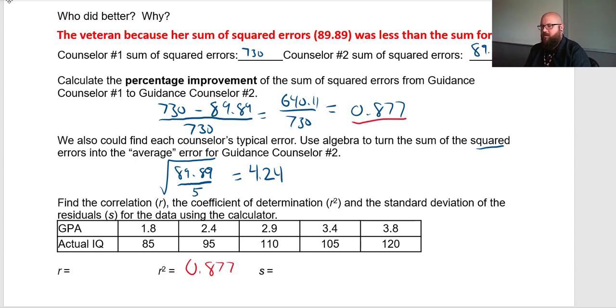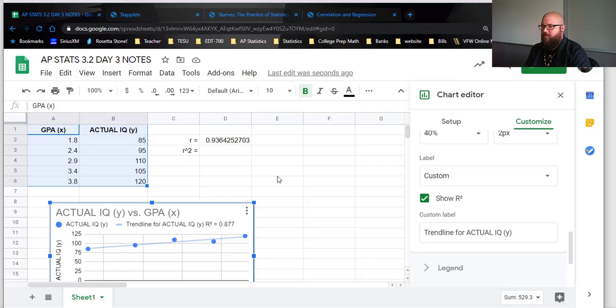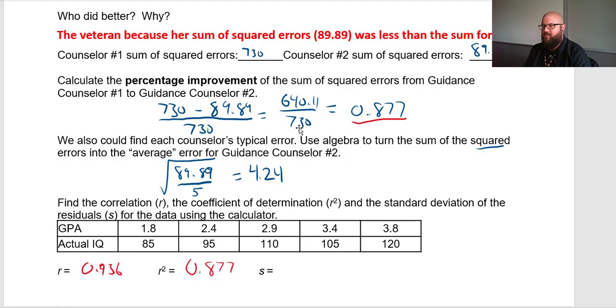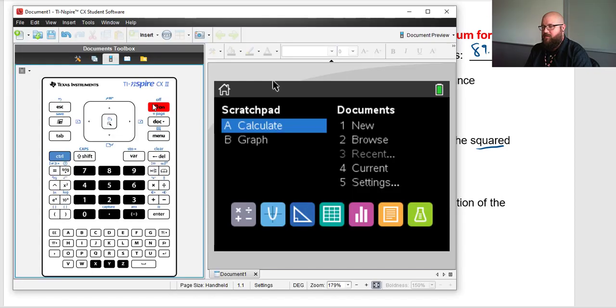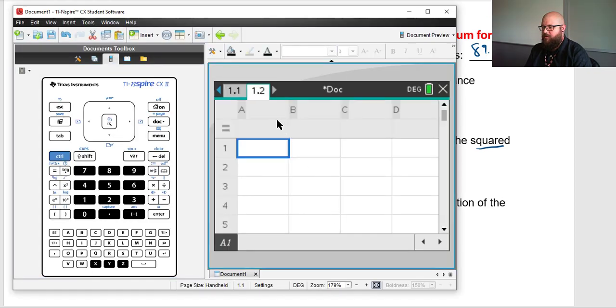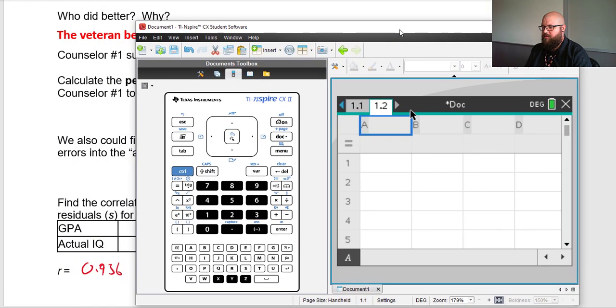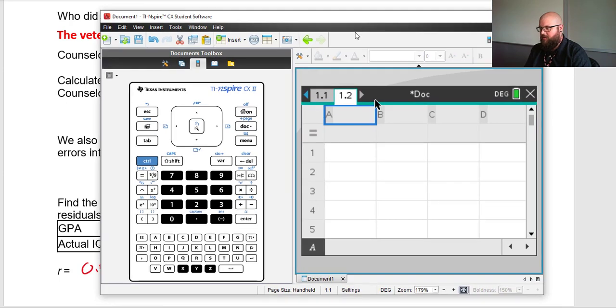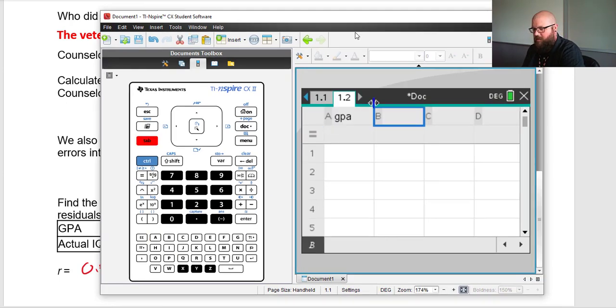And let's go ahead and write our correlation here. Our correlation was 0.936. To calculate our standard deviation of residuals, our S value, I'm going to have to use the TI Inspire for that. So on the home screen here, I'm just going to go to Spreadsheet. And we're going to enter the data we had, as far as GPA, and then we had our IQ.